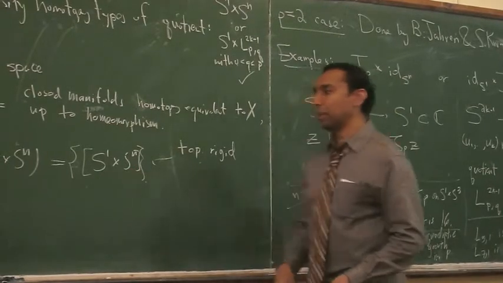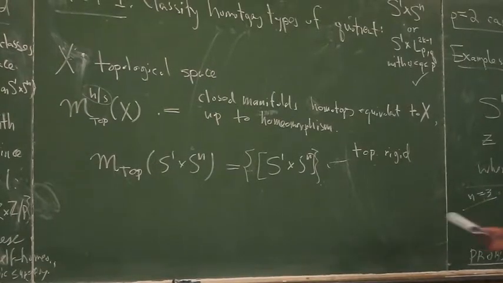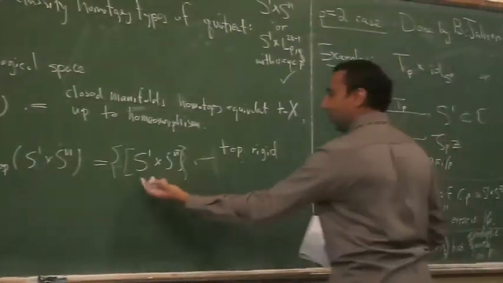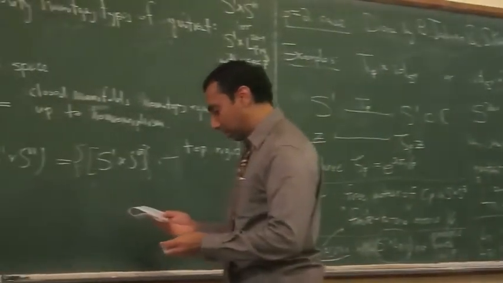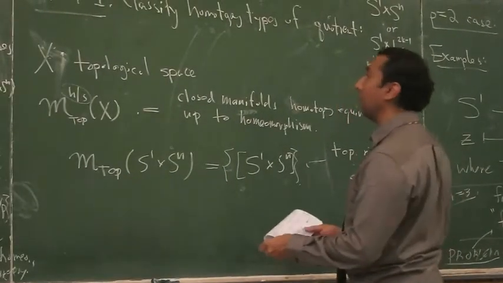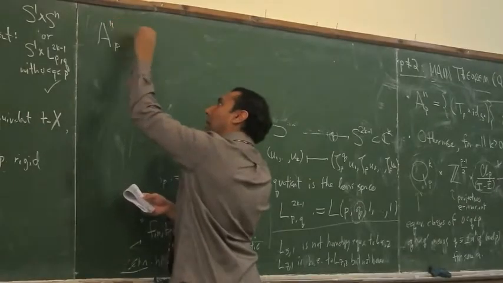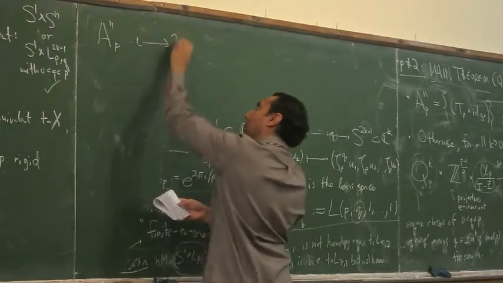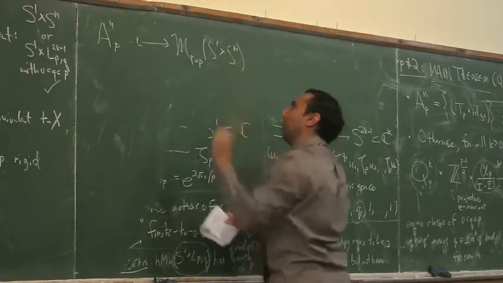But this also is topologically rigid. That's a basic surgery calculation. So this is kind of boring. This answer here corresponds to this answer here. What about calculating A, in terms of this language? This corresponds to this word. This is just a single point.